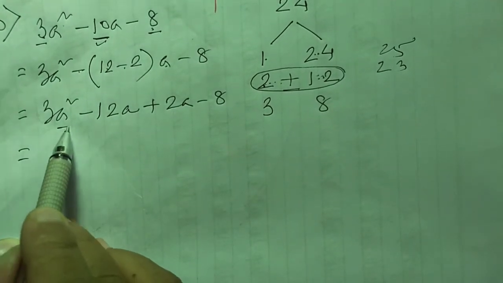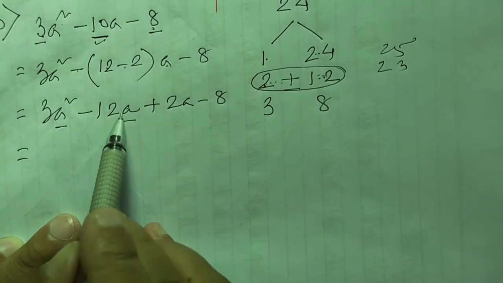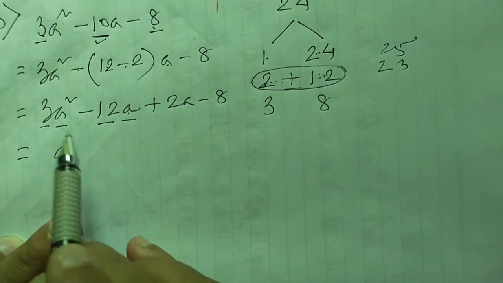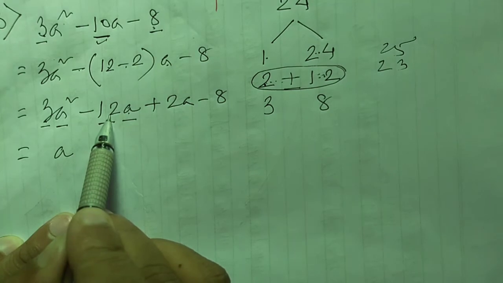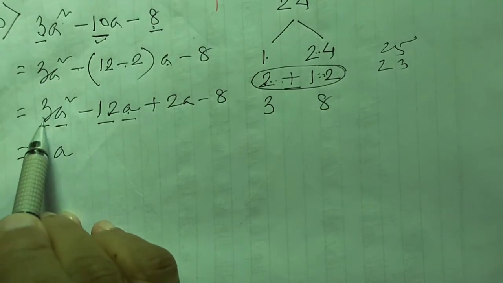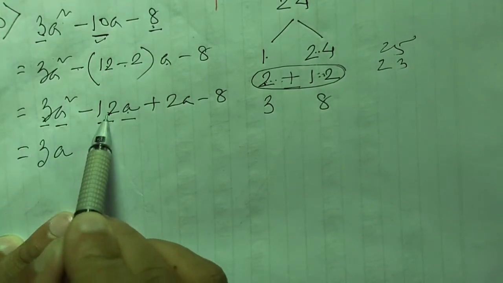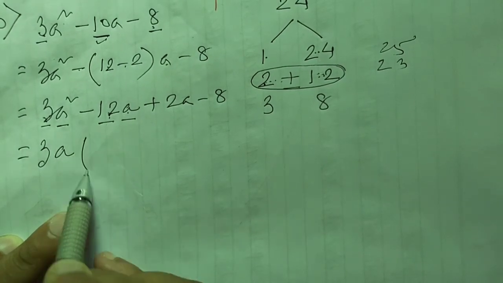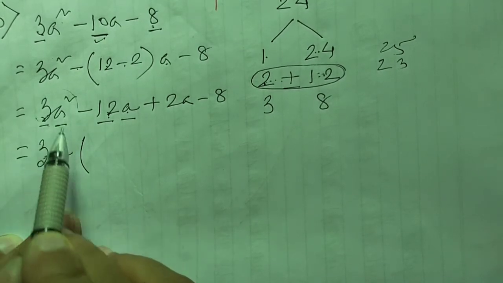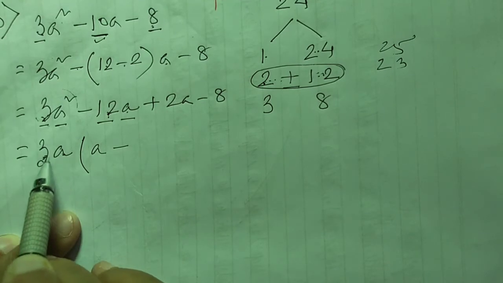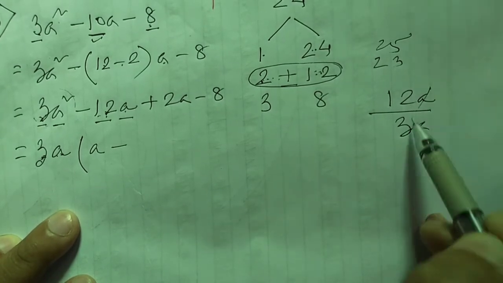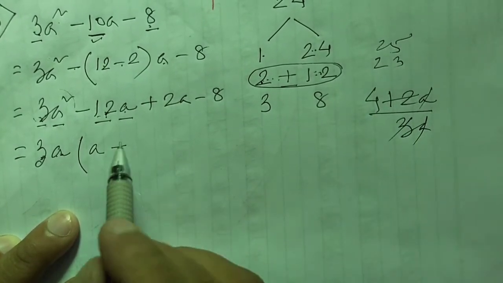Now a square is there and a is there. Which is smaller? A. We'll write a. 3 is there, 12 is there. You have to think of the largest number by which you can divide these two, 3 and 12. Yes, 3 is the number. By 3 we can divide 3, we can divide also 12. Now by 3a you have to divide the whole. What is left? A minus. By 3a you have to divide 12a. So 12a, if you divide by 3a, a cancels, 3 4s are 12. So only 4 is left.